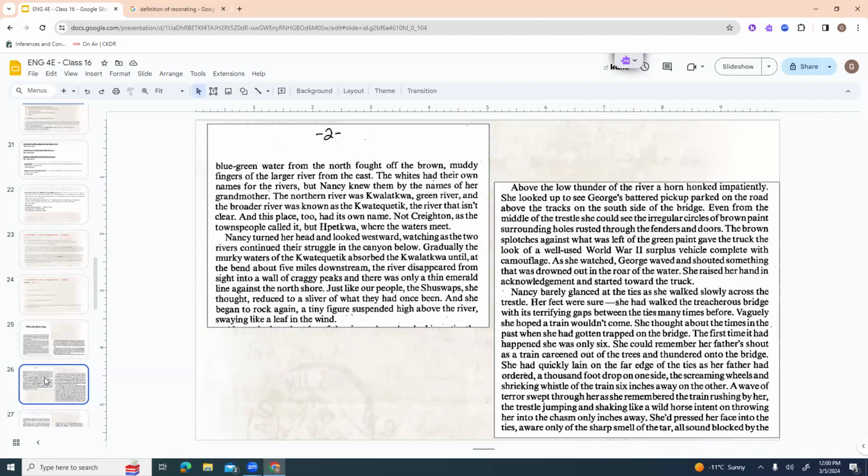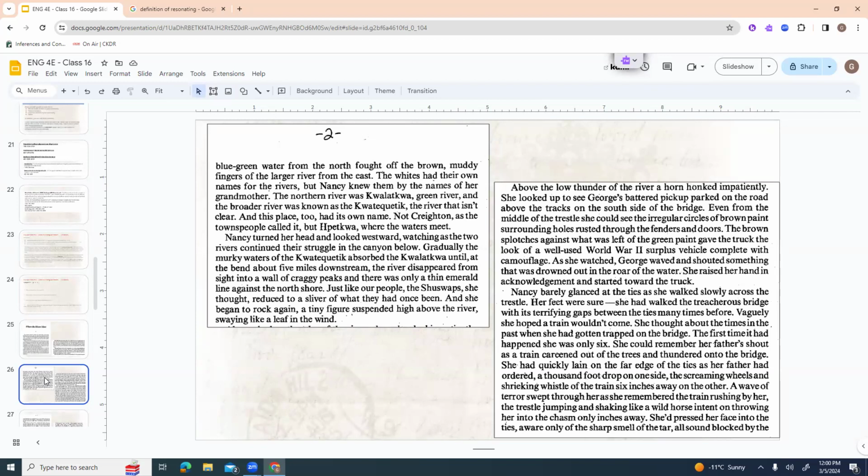She thought about the times in the past when she had gotten trapped on the bridge. The first time it had happened, she was only 6. She could remember her father's shout as a train careened out of the trees and thundered onto the bridge. She had quickly lain on the far edge of the ties, as her father had ordered, 1,000-foot drop on one side, the screaming wheels and shrieking whistle of the train 6 inches away on the other.